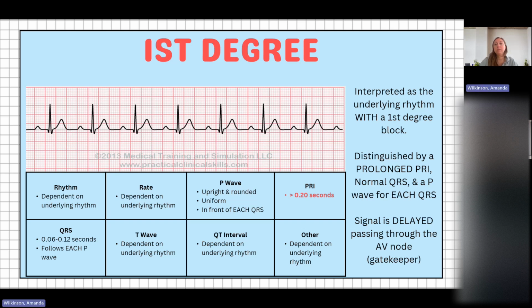Now, most of the other intervals, like the T wave, QT, and rate, are just dependent on whatever the base rhythm is. So the only consistent abnormality here is the prolonged PR interval.